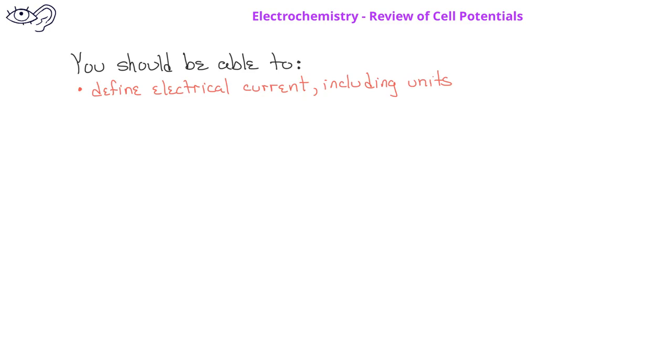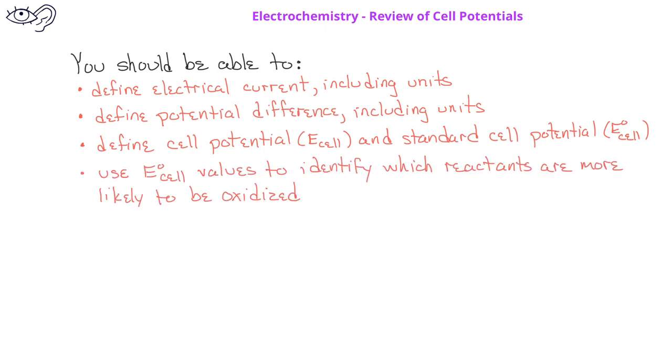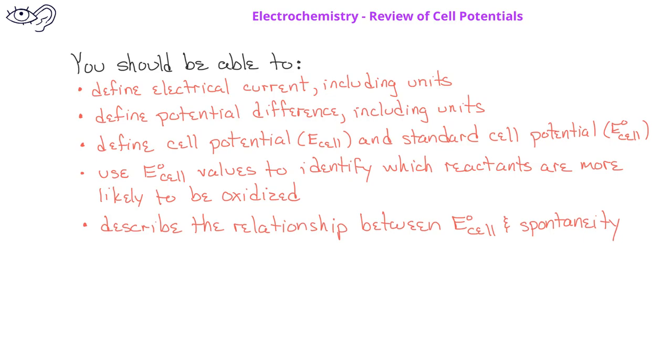You should also be able to define potential difference, including common units used for potential difference. You should be able to define cell potential, E cell, and standard cell potential, E0 cell. You should be able to use standard cell potential values to identify which reactants are more likely to be oxidized. Finally, you should be able to describe the relationship between standard cell potential and spontaneity of an electrochemical process.